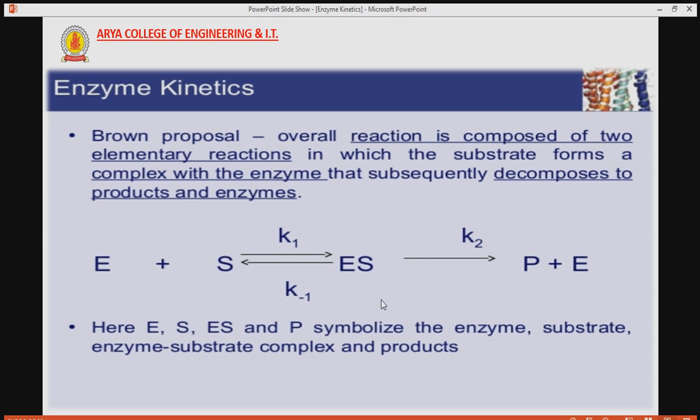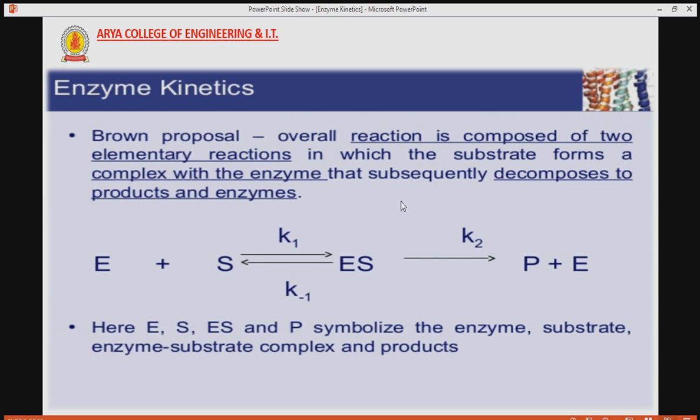and it is a reversible reaction, meaning it can further be broken down into enzyme and substrate, or can be broken down into product and enzyme. Here K1 and K2 are the forward reaction rates and K minus 1 is the backward reaction rate.